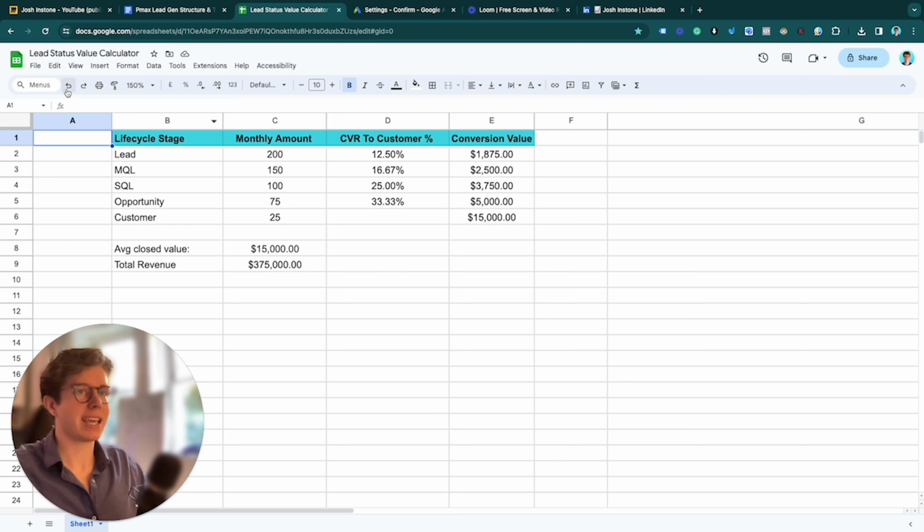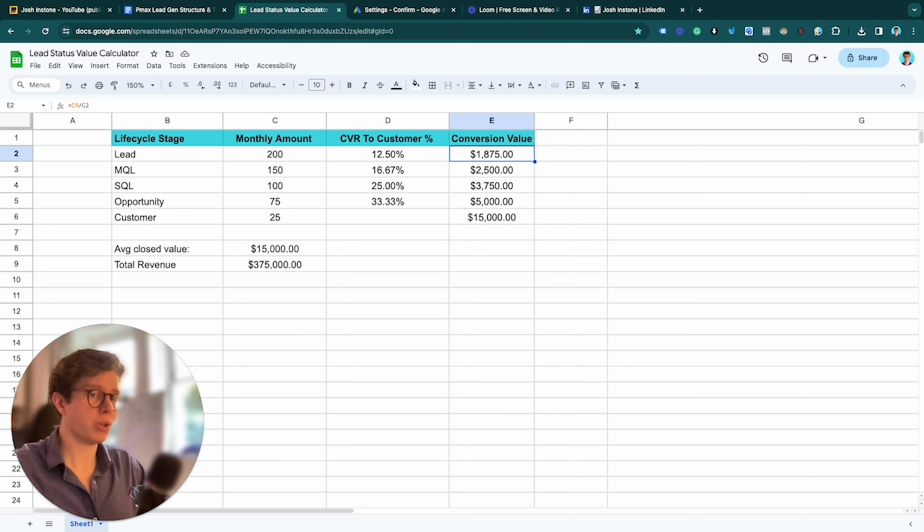So what this is here is a lead status value calculator. And when a lead goes into your CRM, like Salesforce or HubSpot, what they are classed as is a life cycle stage. So we start off as a lead, we go to an MQL, we go to an SQL opportunity, and then finally a paying customer. And each person goes through this life cycle stage to successfully become a paying customer of your business. But what we can do based on conversion rates is work out the conversion value of these, and we assign these in the conversion.